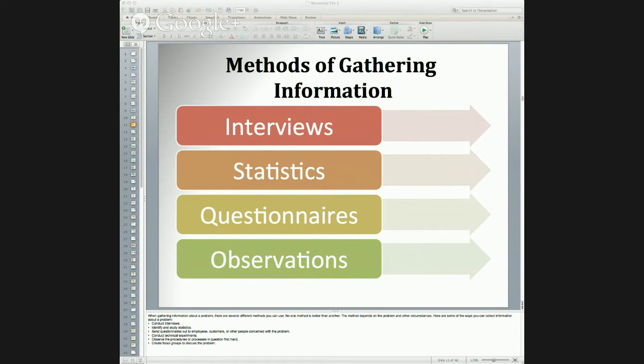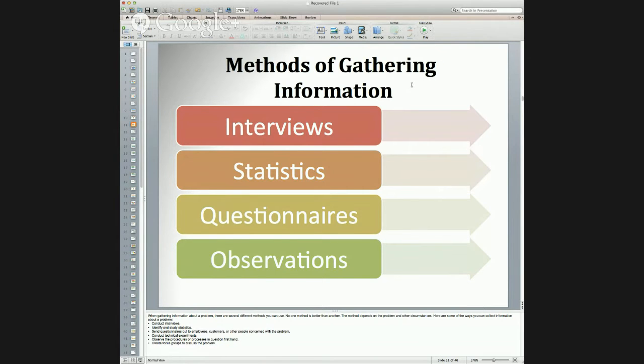Identify and study statistics. Numbers never lie. Always compare and identify using statistics. Send questionnaires out to employees, customers, or other people concerned with the problem. Conduct technical experiments. Experiments are great ways to gather information of the problem. Observe the procedures or processes in question firsthand. Last but not least, create focus groups to discuss the problem.